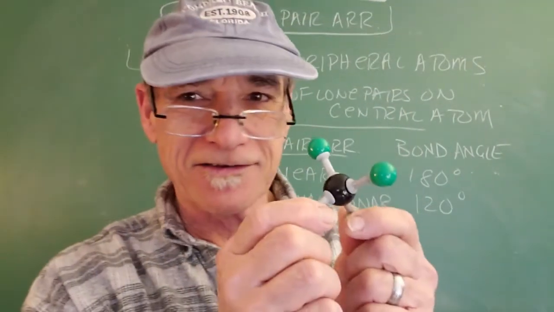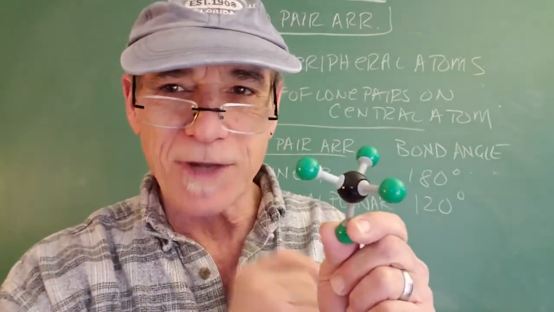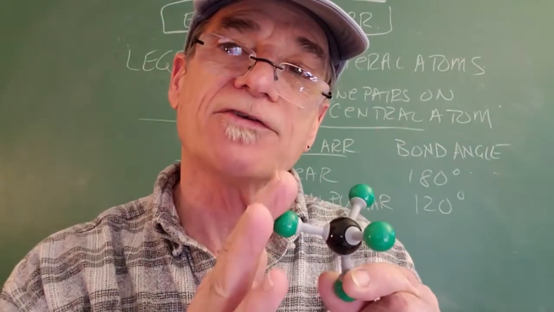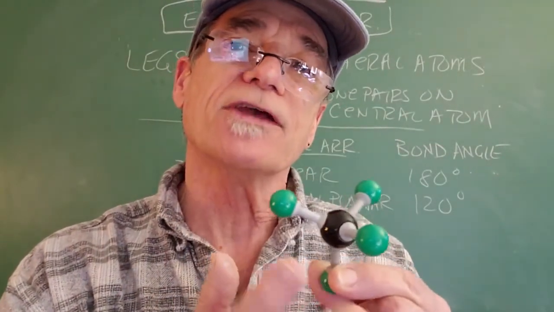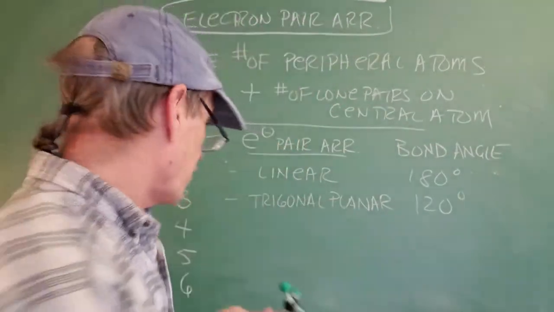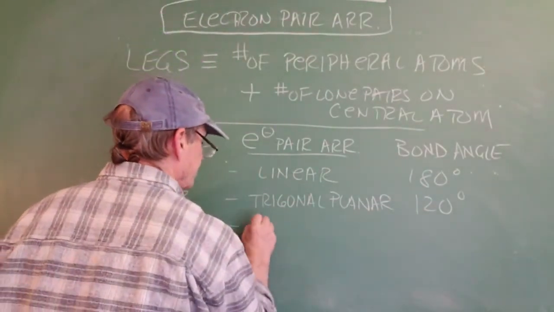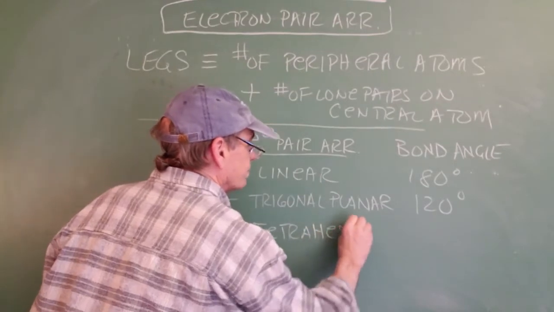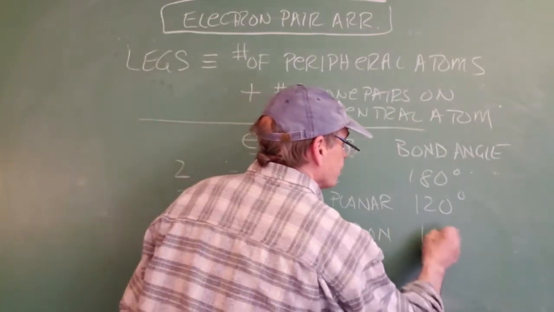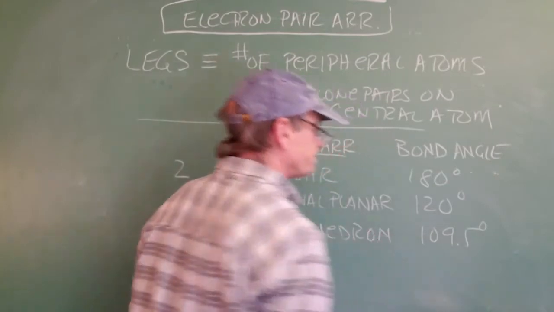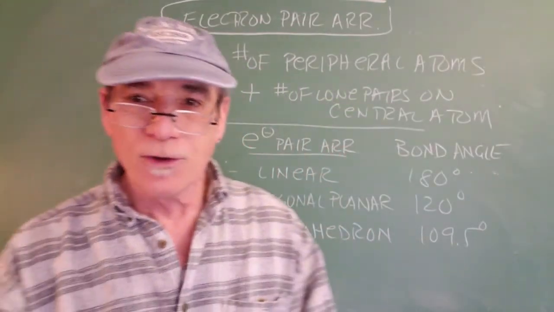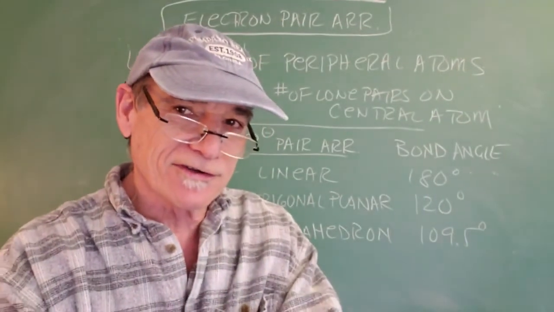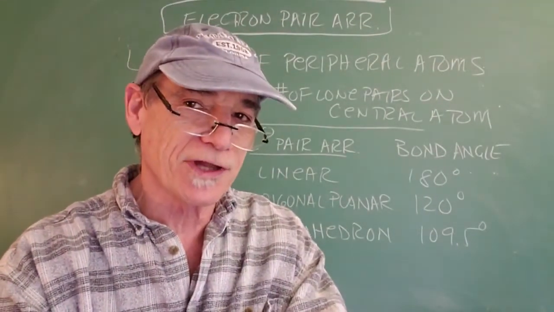could possibly get. So sure enough, all four-legged molecules, whether or not they're occupied by atoms or they might be lone pairs, that electron pair arrangement is going to be tetrahedral. All right, so four legs, tetrahedron. Bond angle, 109.5 degrees. Well, now that takes us up to the ceiling of the rule of eight, four legs, because that would be eight electrons around the central atom.